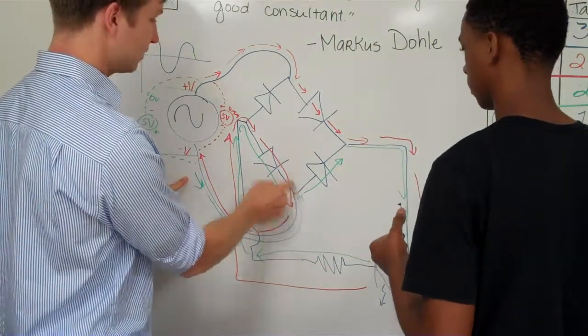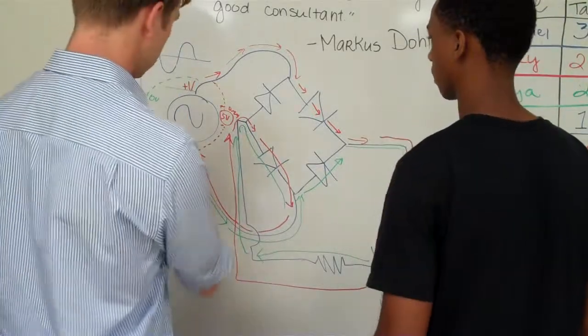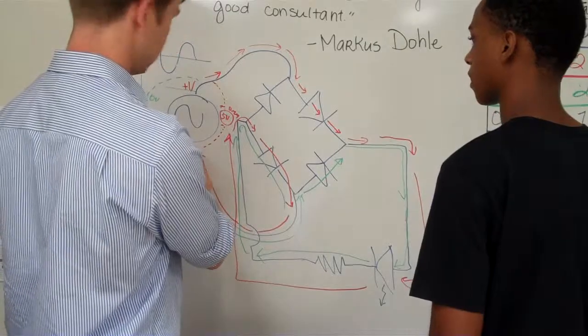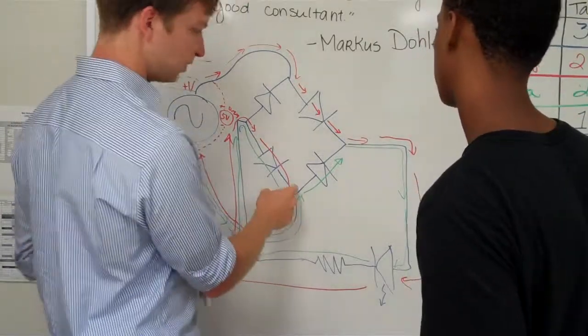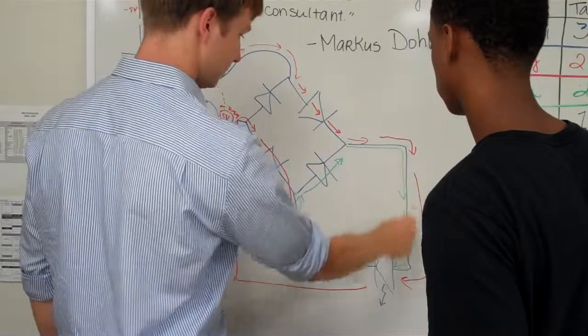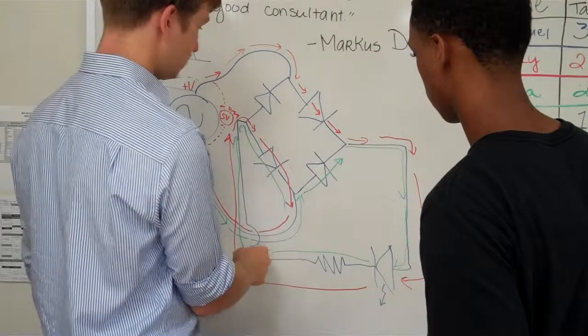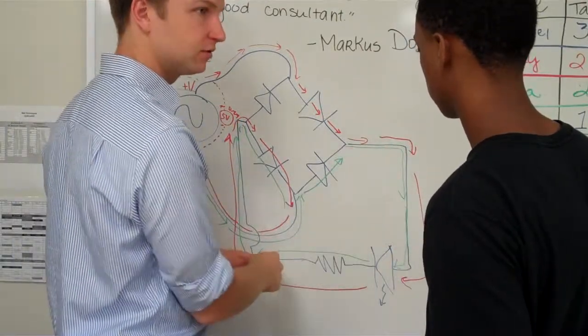Wait, so this is higher than this. Wait, I'm confused. So you have plus 5 here. Yes. Right? You agree? So that makes this point plus 5 here. Okay. Right? So your current flows like this, right? Yes. And it gets to here. And so these all have dropped the voltage, right?